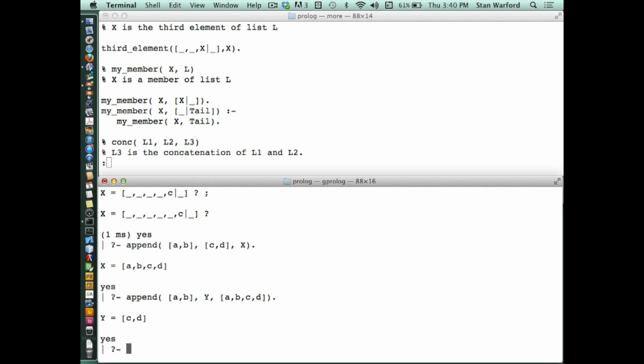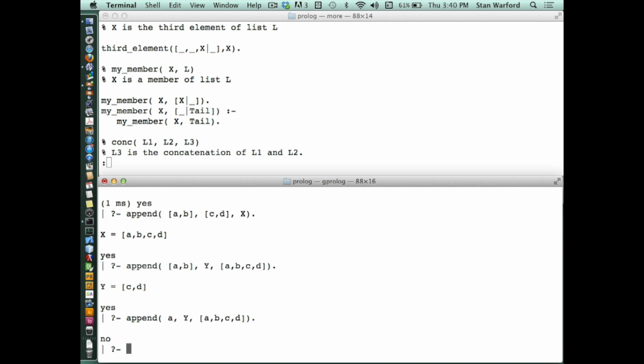Can you do A instead of AB, because we're on a list? Well, it assumes that they're lists. Append and conc assume that the arguments are lists. So what if it's not? Good question, but it'd probably be an error. So what are you asking, like this would be A? Yeah, that's probably an error. Well, no. It's not an error, it's just no. Yeah. All right.